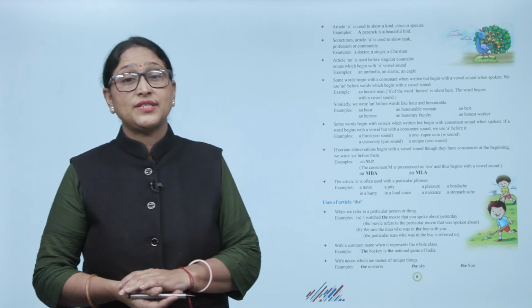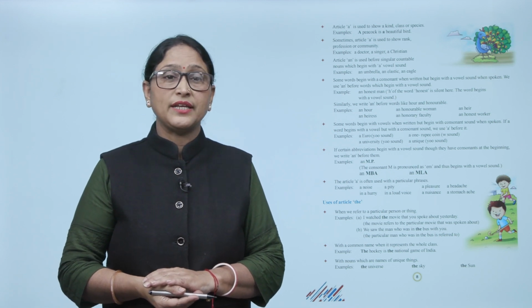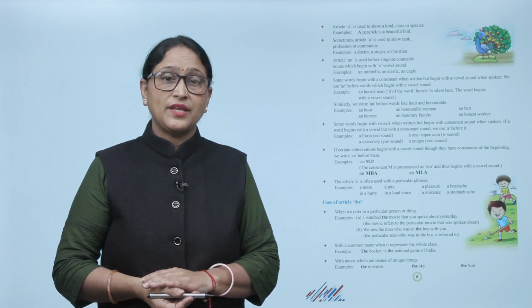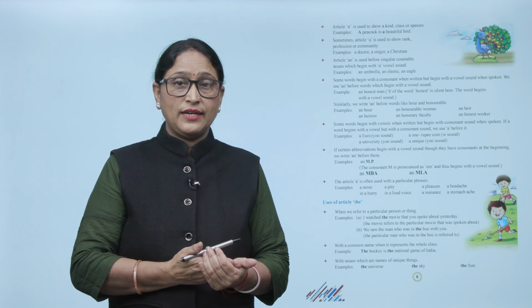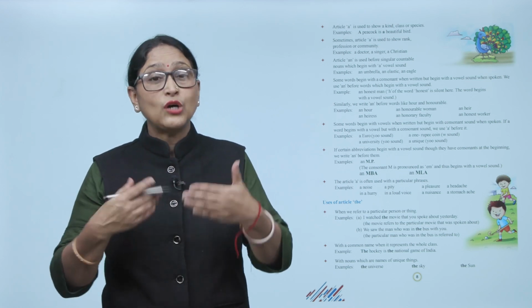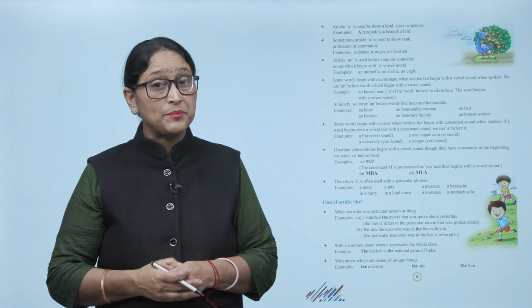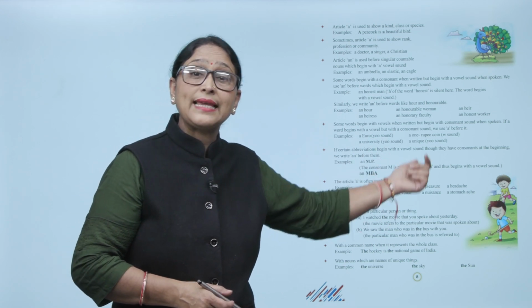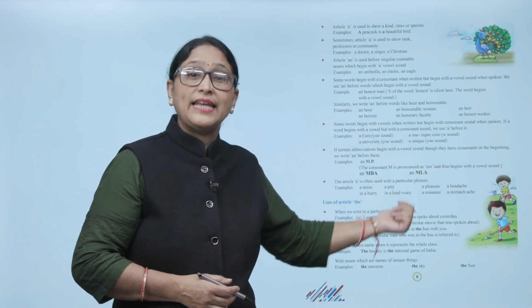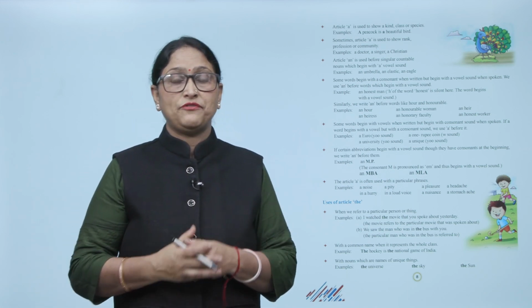If certain abbreviations begin with a vowel sound, though they have a consonant at the beginning, we write an before them. अगर कोई एब्रीविएशन कॉन्सोनेंट से स्टार्ट हो रही है लेकिन जब उसको बोलते हैं तो साउंड प्रोड्यूस अगर वॉवल का हो रहा है तो उससे पहले भी हम an का यूज़ करेंगे. Example: an MP. The consonant M is pronounced as em and thus begins with a vowel sound. An MBA, an MLA.